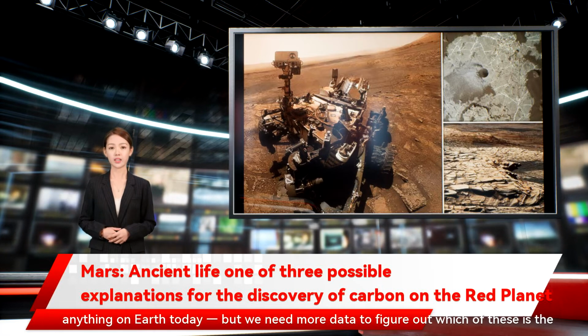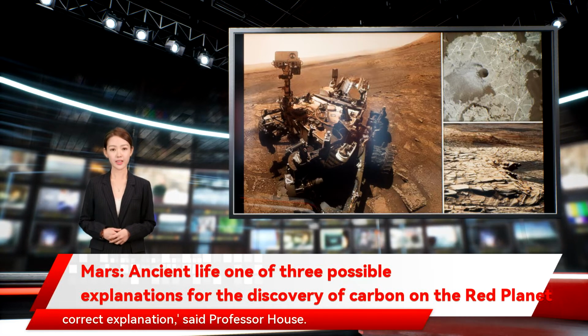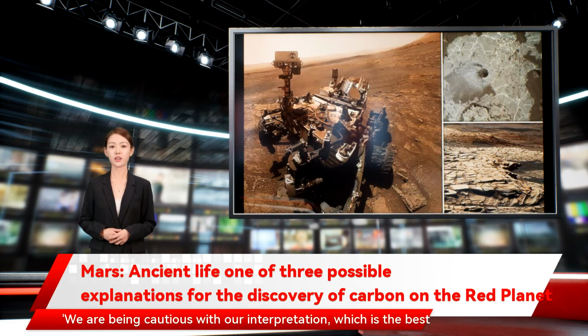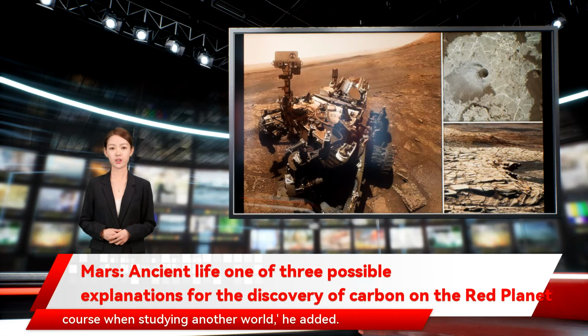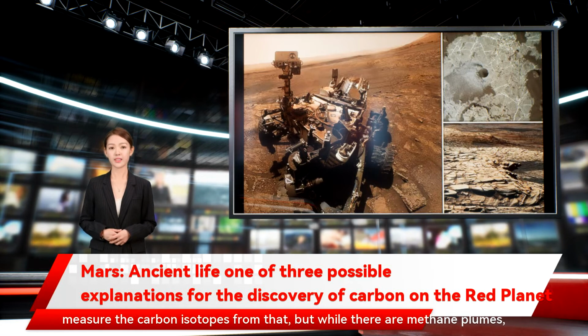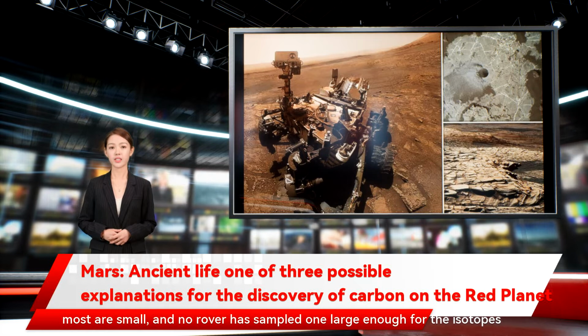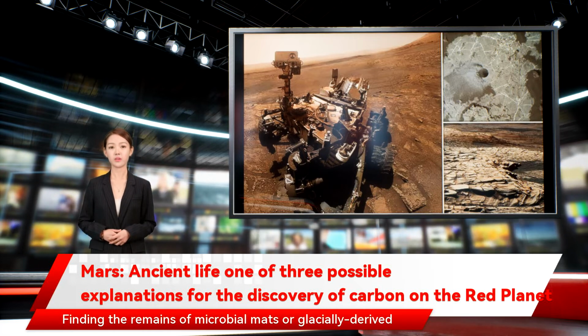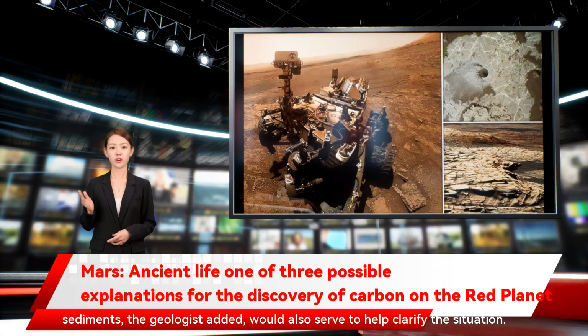But we need more data to figure out which of these is the correct explanation, said Professor Howe. We are being cautious with our interpretation, which is the best course when studying another world, he added. It would be nice if the rover would detect a large methane plume and measure the carbon isotopes from that. But while there are methane plumes, most are small, and no rover has sampled one large enough for the isotopes to be measured. Finding the remains of microbial mats or glacially derived sediments, the geologist added, would also serve to help clarify the situation.